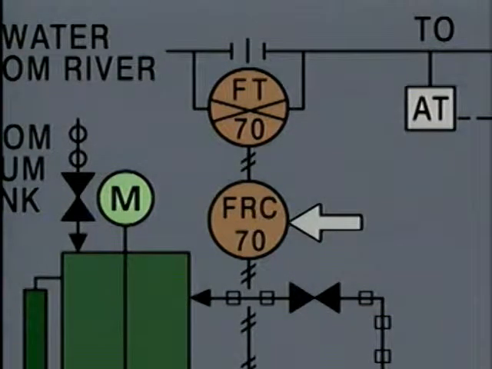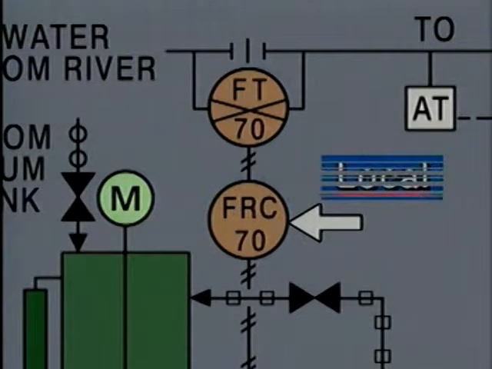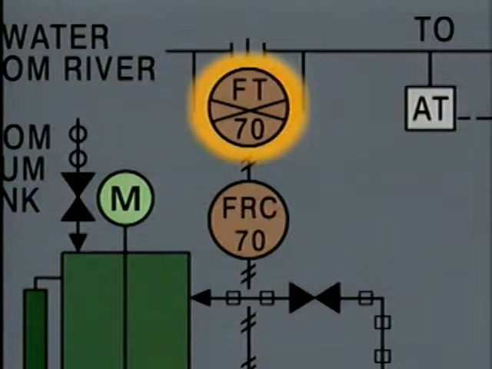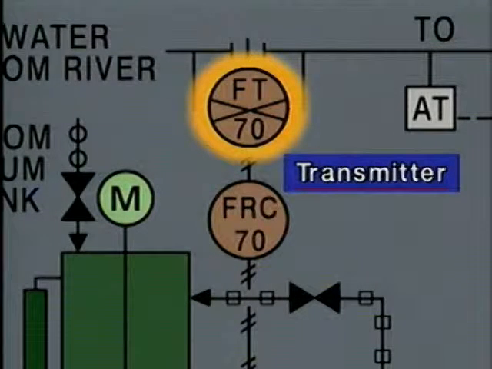A circle without a line through it represents a local instrument that's mounted near the system it's associated with. A circle with two crossed lines is sometimes used to represent a transmitter. Transmitters are typically mounted locally.